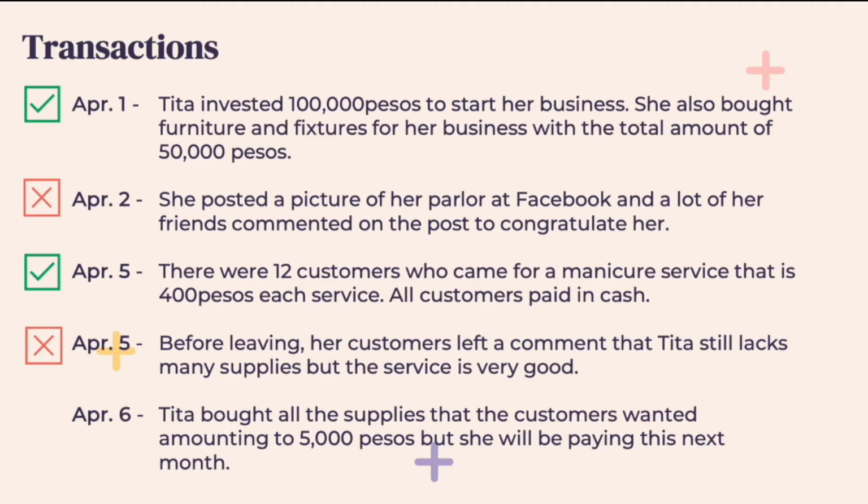On April 6, Tita bought all the supplies that the customers wanted amounting to 5,000 pesos, but she will be paying this next month. Is this a financial transaction that we should include in our accounting period for the month of April? Yes, because nakuha na ni Tita yung supplies, gagamitin niya na for the whole accounting period. Kaya, yes, we should include this sa ating bookkeeping or accounting. Let's have this next transaction.